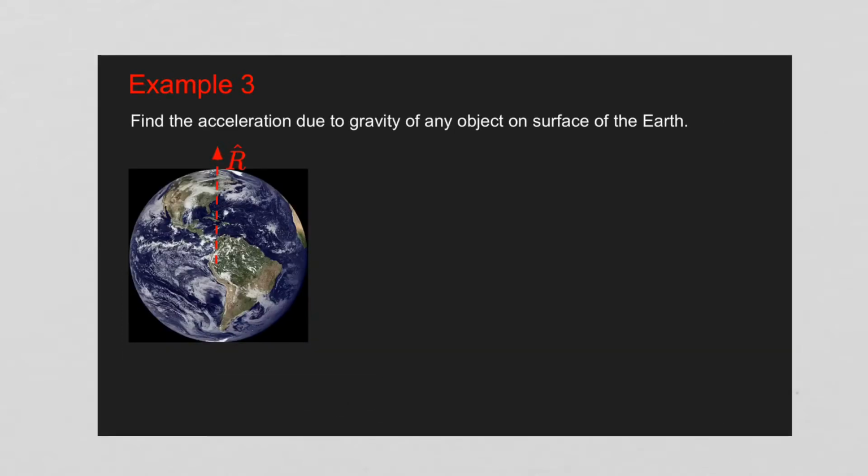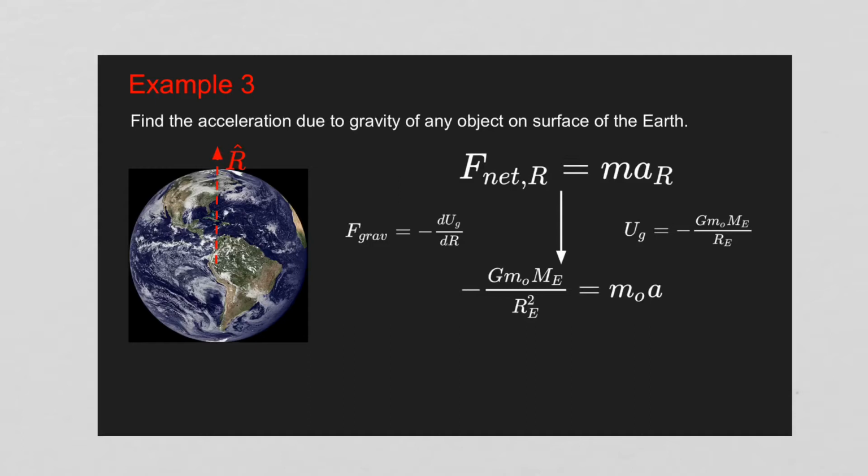Example 3. Now we're going to find the acceleration due to gravity of an object on the Earth's surface. We're going to start by relating this to F net, Newton's second law, and then we remember that we define forces as the change in potential energy. So here I have my change in potential energy. Oh, here's the mass of the object accelerating. Oh, look, there's an m of the object on both terms. That cancels out.